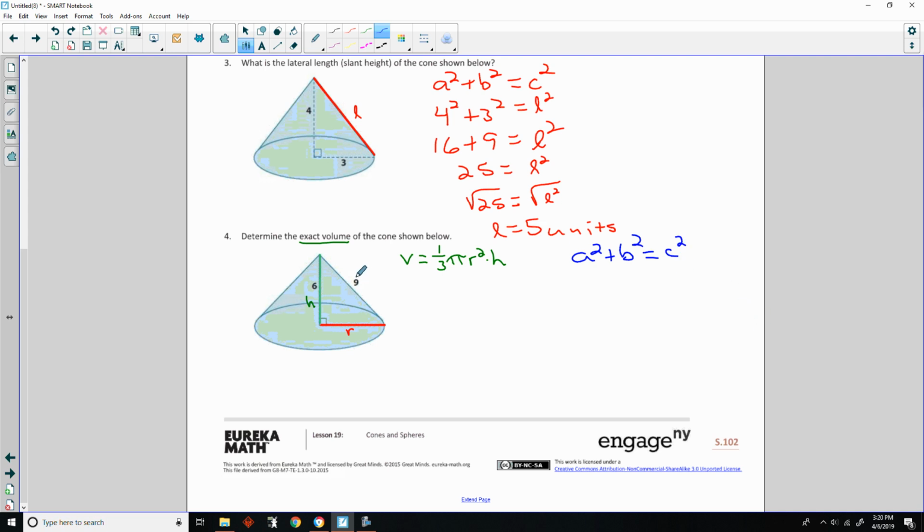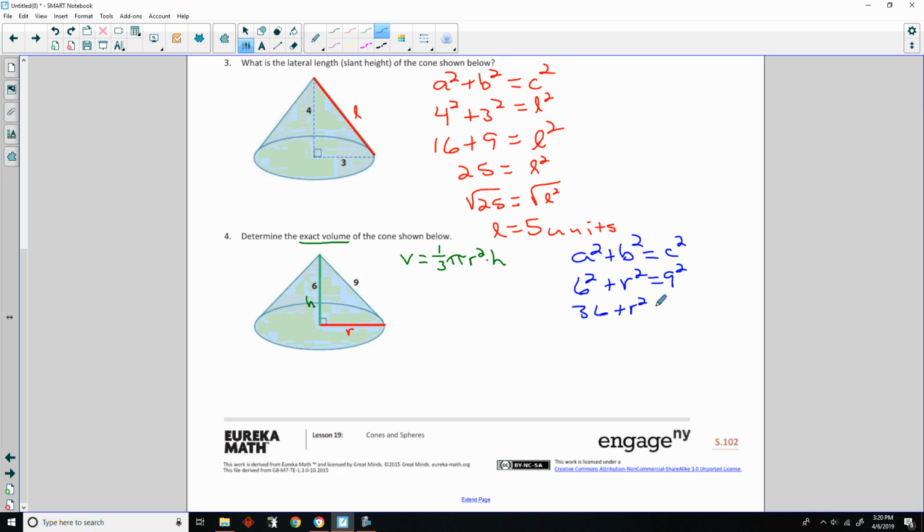Put the c in first so you don't make a mistake. The c is the hypotenuse, the side opposite the right angle, always. So I'm going to put that in first so I don't make a mistake. I can call a 6 or r, it doesn't matter. I'll say 6 squared plus r squared equals 9 squared.